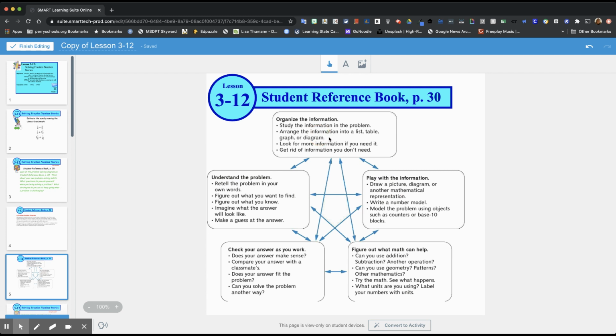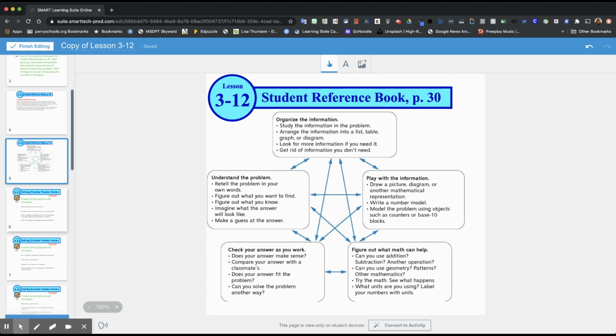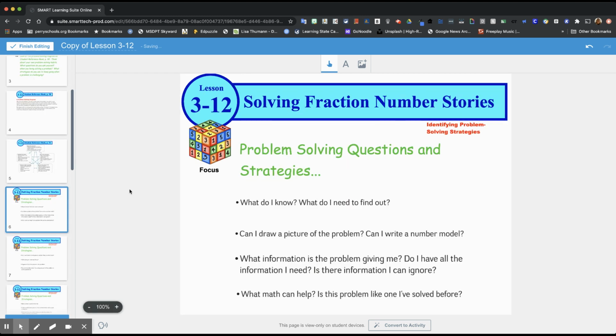And then you go back and retell the problem in your own words. It's okay to revisit one of these sections more than once. And then maybe you go down here and you figure out what math can help you. And then you play around with the information again. And then you check your answer as you work. And then you go back and organize it some more. Notice that you can move freely throughout all these steps. It just depends on what you personally like to do. And it might depend on the actual problem itself.